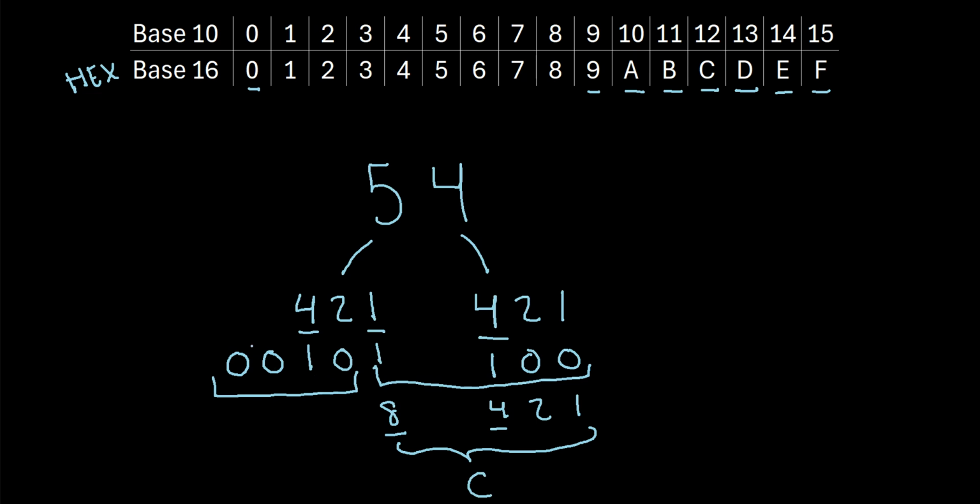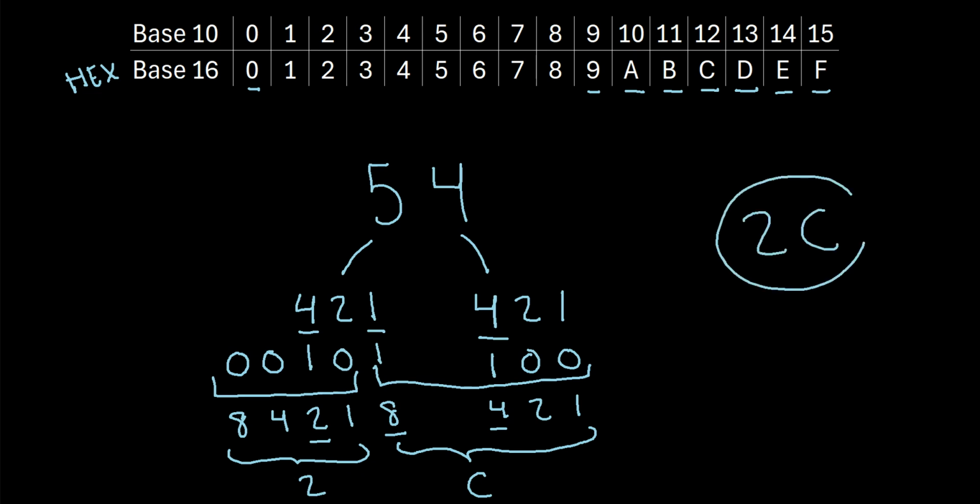And then lastly, we just repeat the process over here. So we'll say 8, 4, 2, and 1. Notice only the 2 gets underlined because it's the only one with a 1 up here. So the sum of these values is just a 2. So our final answer is just these two values put together, 2 and C. So we'll say 2C. So the octal number 54 corresponds to the hexadecimal number 2C.